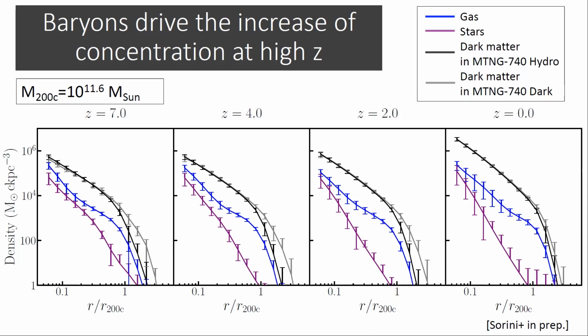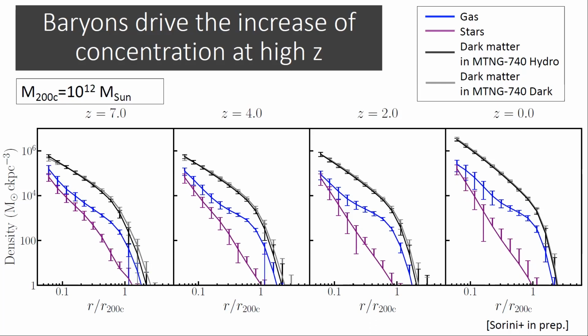But then, as you proceed at lower redshift, the amount of dark matter is larger in relative terms with respect to the gas and stars, and that sort of dilutes this effect. And the two profiles, the black and gray, go again closer to each other. Now you could say, well, but what happens if you change the mass scale?